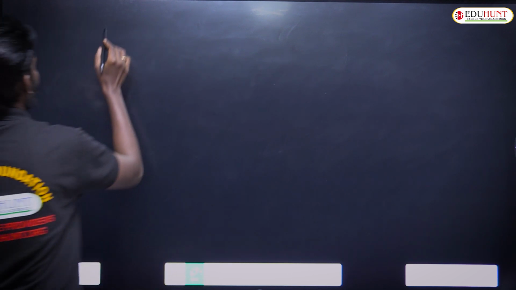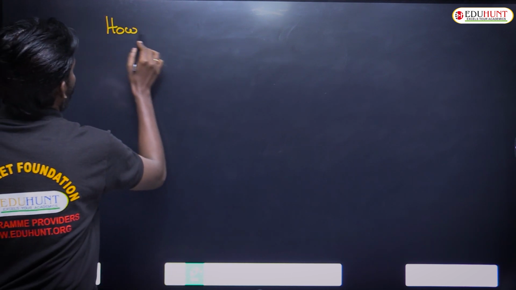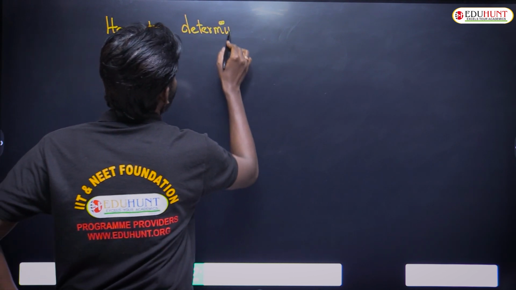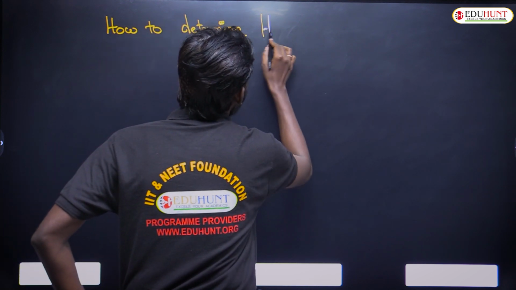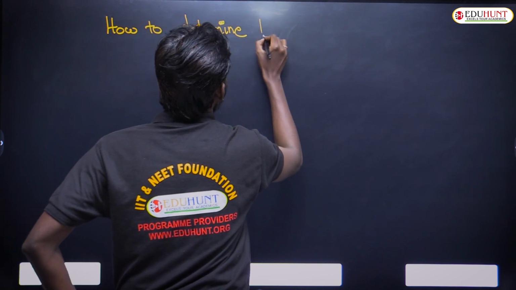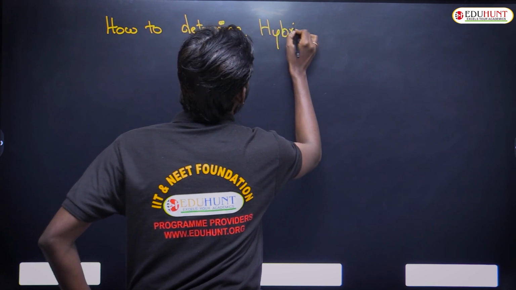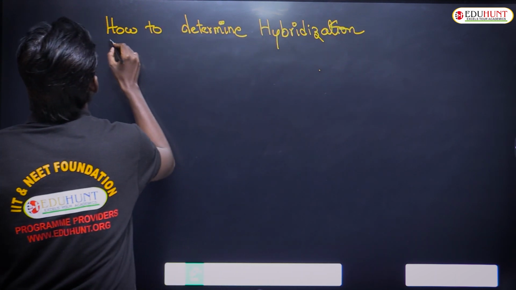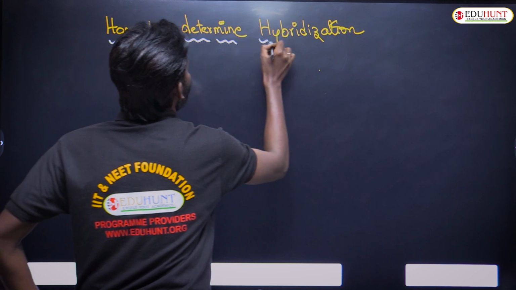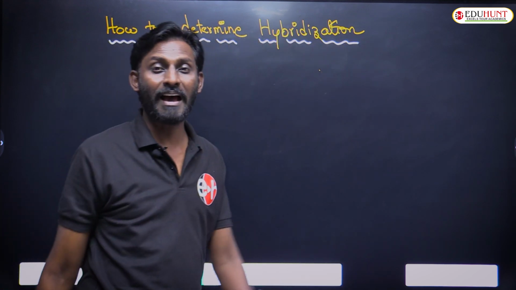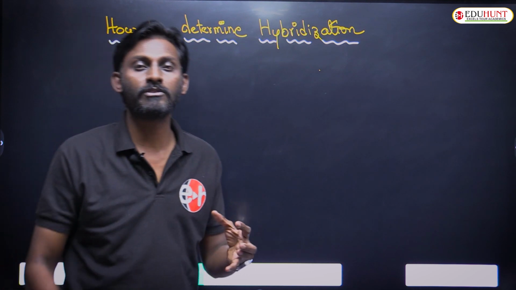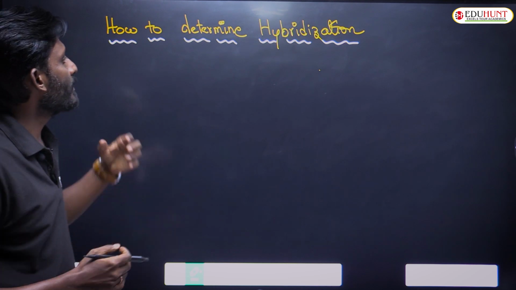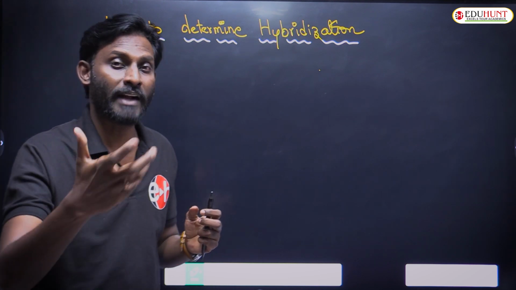How to determine the hybridization of the central atom? I have told you already that only the central atom is involved in hybridization. Only the valence atomic orbitals of the valence shell of the central atom will be involved in hybridization. Now in this class, we are going to discuss a method to identify hybridization.